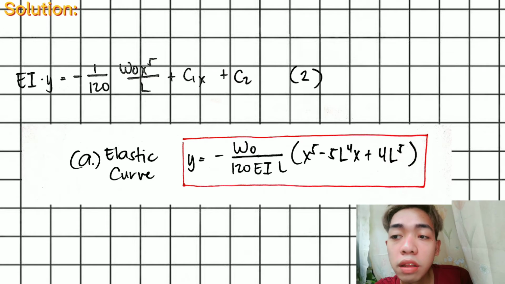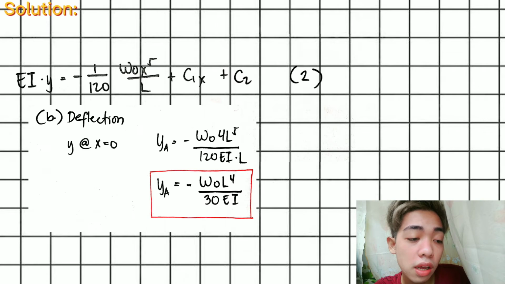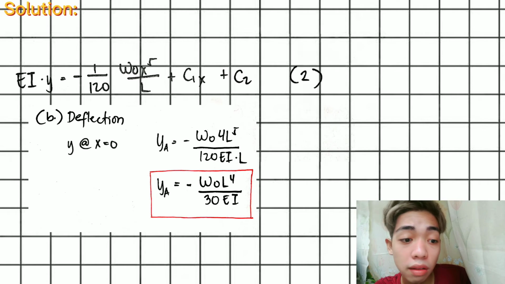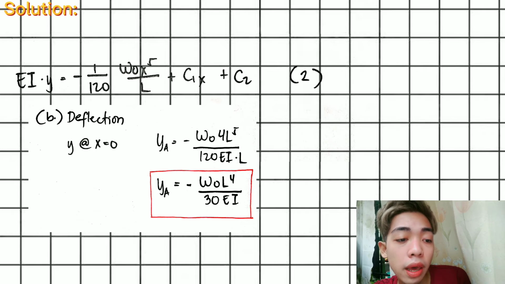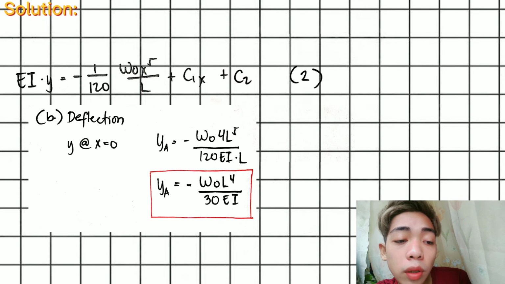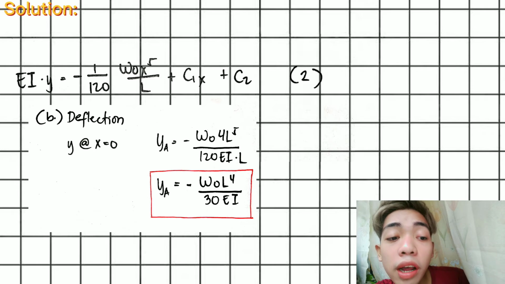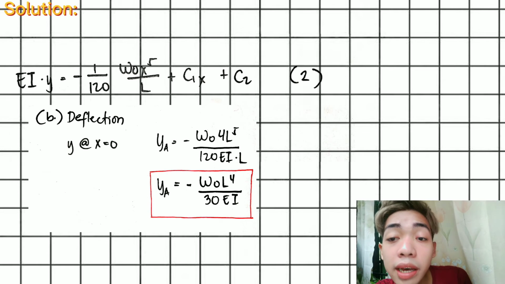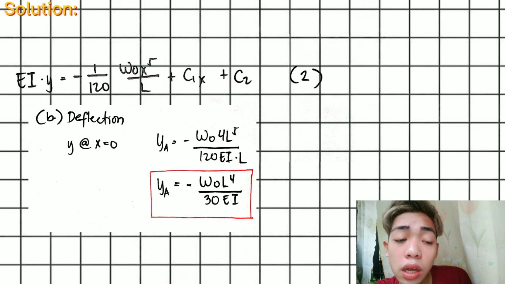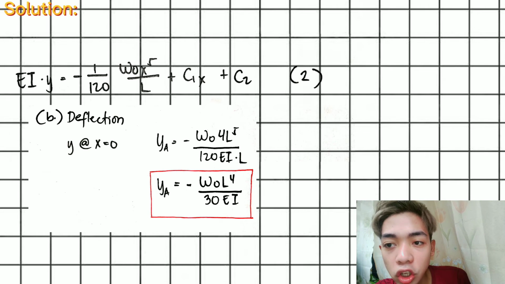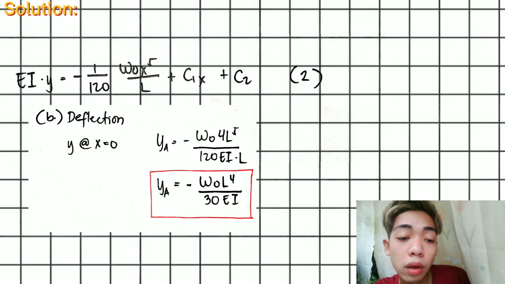Now we find the deflection, y at the free end, so x is equal to 0. We substitute this into the formula, and we get negative W0 times 4L to the 5th over 120 EI times L. Simplifying, we get yA equals negative W0 L to the 4th over 30 EI, and that's the deflection. The deflection is negative because it is downward.